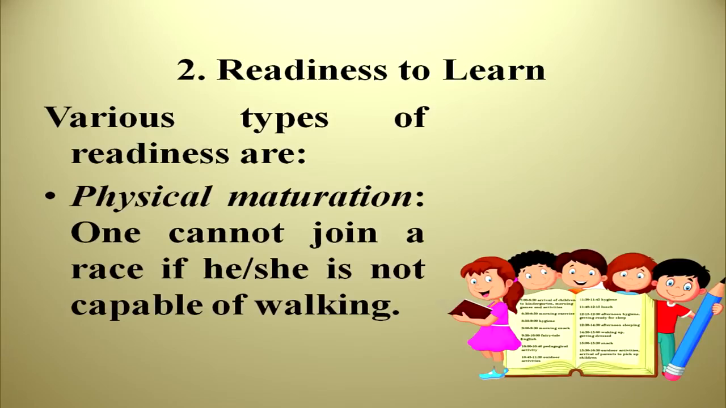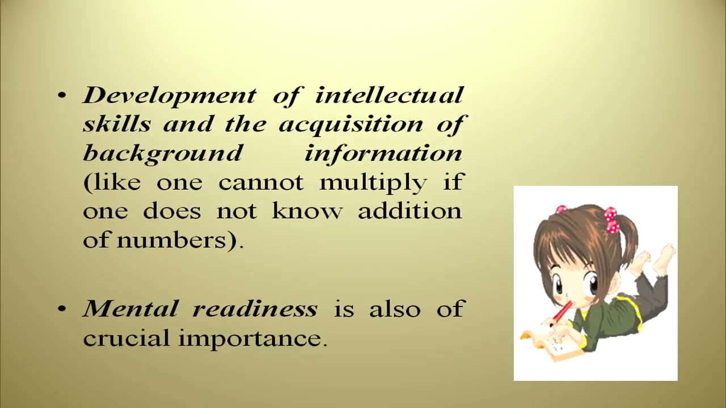Second is readiness to learn. There are different kinds of readiness. First one is physical maturation, means the student or learner should be physically mature enough to learn something new. Like one cannot join a race if he or she is not capable of walking. Second is development of intellectual skills and the acquisition of background information. It means that the student should have basic knowledge of all the aspects to go ahead, like one cannot multiply if one does not know addition of numbers. Mental readiness is also of crucial importance. Mental alertness is also of crucial importance.